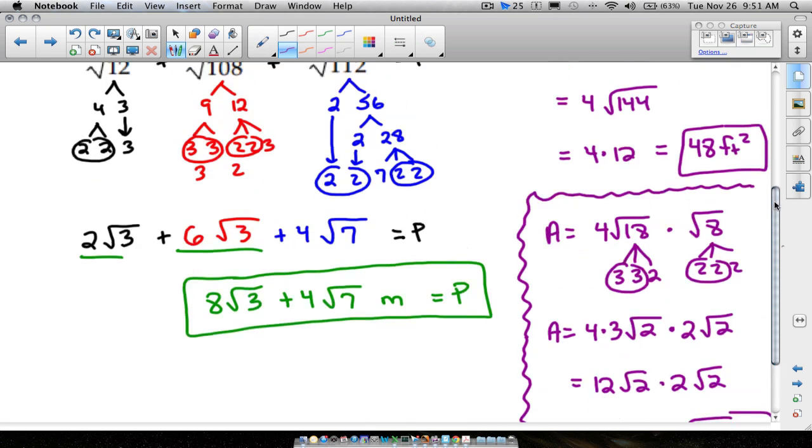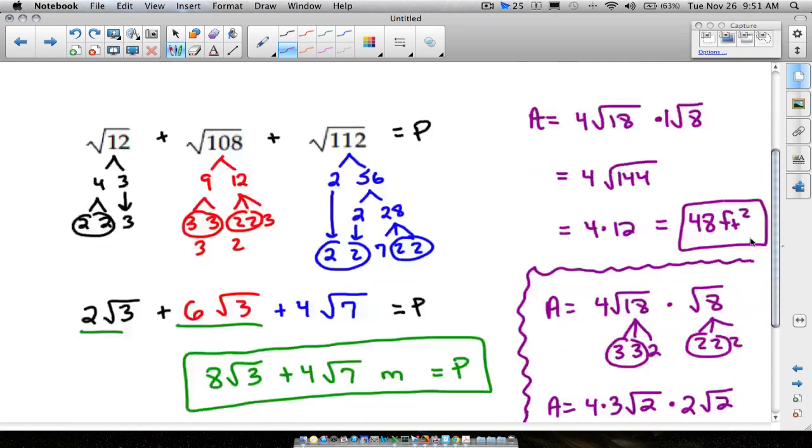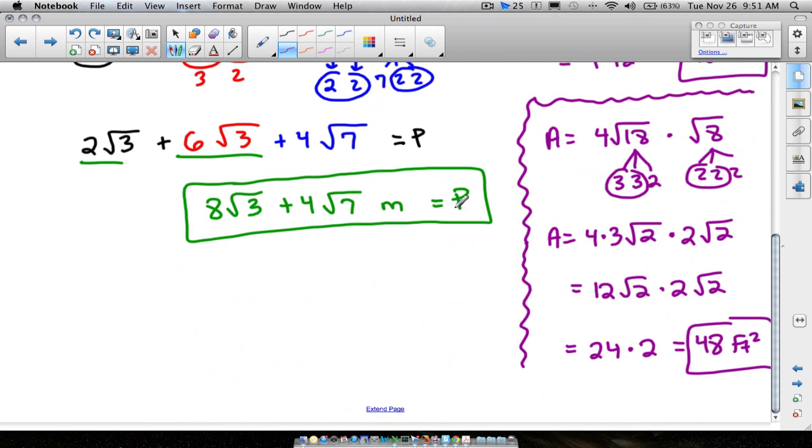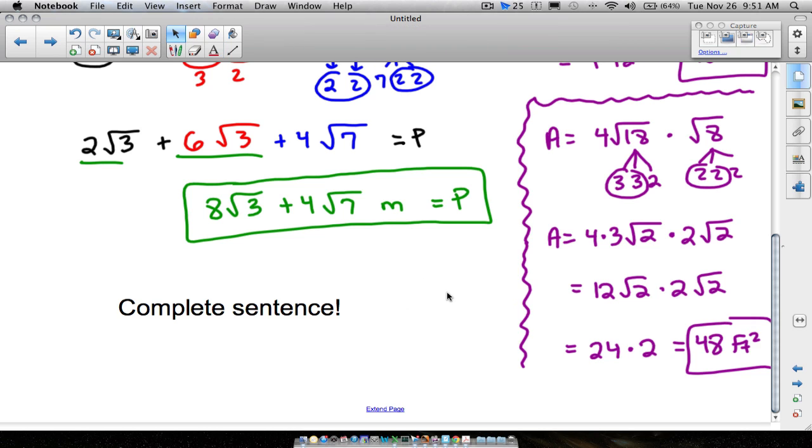For both of these problems, since we are kind of dealing with the real world, so to speak, perimeter and rectangle, make sure to come back and put a sentence. Here you can say the perimeter is 8 square root of 3 plus 4 square root of 7 meters. So just a reminder here for these two problems, don't forget a complete sentence. For the sake of this video, I'm just going to cross that out for right now so we can get through these problems quickly.